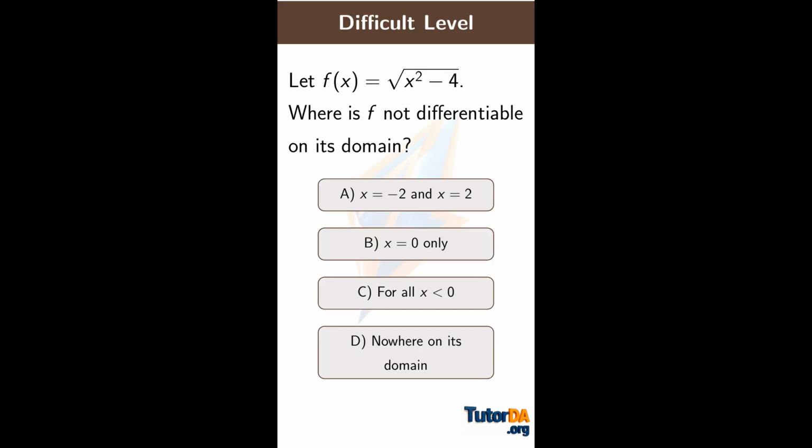Let f of x equals the square root of x squared minus 4. Where is f not differentiable on its domain? Option A, x equals minus 2 and x equals 2. Option B, x equals 0 only. Option C, for all x is less than 0. Option D, nowhere on its domain.